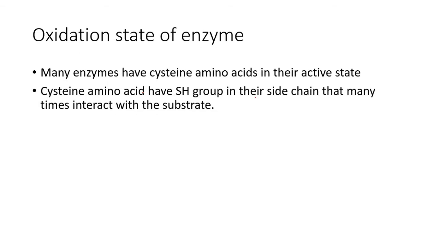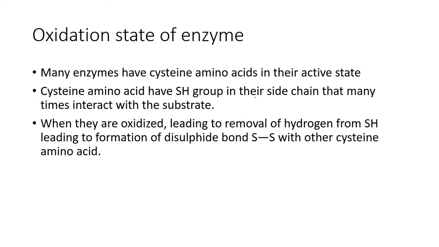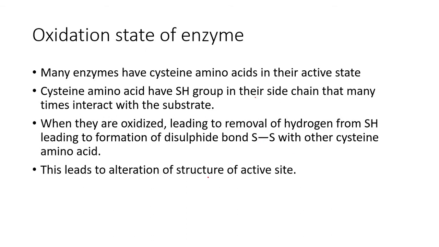As you know, these cysteine amino acids have a sulfhydryl group, the SH group, in their side chain that many times interacts with the substrate. Now when they are oxidized, oxidation meaning removal of hydrogen, the removal of hydrogen from the SH group leads to formation of a disulfide bond with another cysteine amino acid. This leads to alteration of the active site.